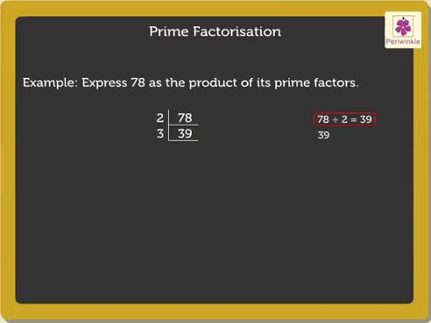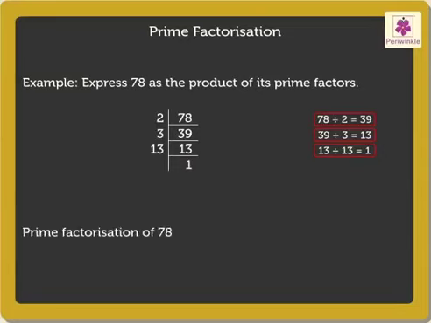So, 39 divided by 3 equals 13. Now we have 13 as the dividend, which itself is a prime number. So, dividing 13 by 13, we get 1. Now we have 1 as the quotient. Thus, the prime factorization of 78 is 2 into 3 into 13.